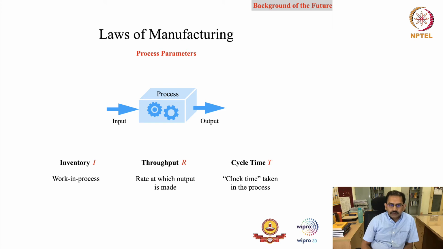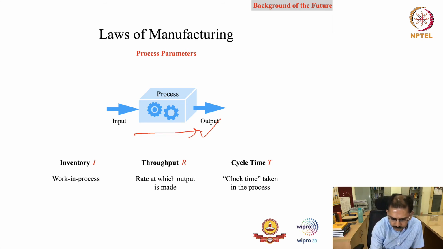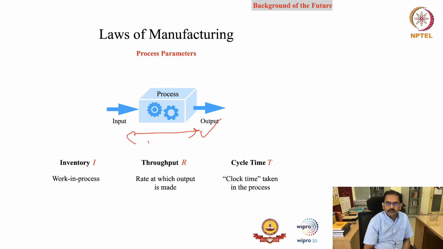Now, there would be some process parameters which can come in the form of an inventory, which I represent as I. And I'm talking about the inventory within a process, right? So I can call it work in process, right? There would be a throughput rate at which the output is made, right? And there is a cycle time, which is nothing but the clock time taken in the process, right? So you can think of the time from this to this, right? Now these are process parameters, right?